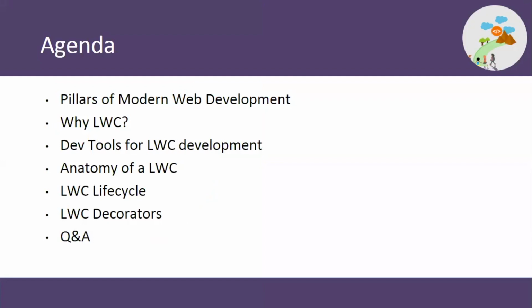So, what do we have in store for us today? We're going to be learning about the pillars of modern web development, since Lightning Web Component is a byproduct of the modern web development paradigms. We're going to be looking at the dev tools that we can use for Lightning Web Component development. And then we're going to dissect a Lightning Web Component and really see what it is made up of, the different parts and pieces, the nuts and bolts that really make it up.